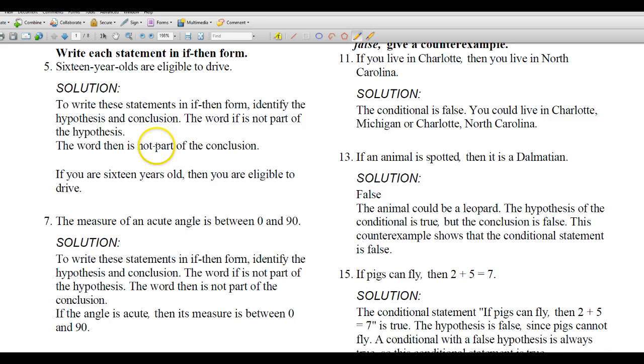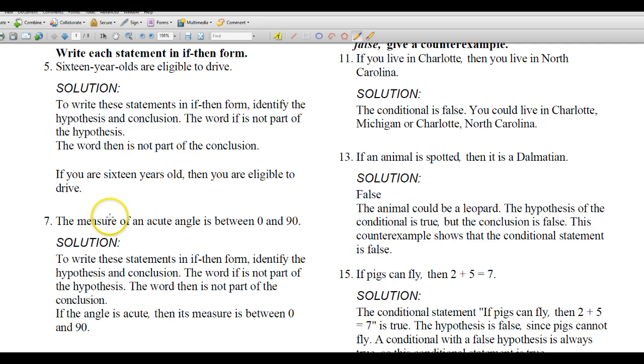For number 5, write each statement in if-then form. 16-year-olds are eligible to drive. To write these statements in if-then form, identify the hypothesis and conclusion. The word if is not part of the hypothesis. The word then is not part of the conclusion. So we need to put if and then in there. So if you are 16 years old, then you are eligible to drive. So the hypothesis would be the first part, the conclusion the second part, and then we just change the wording a little bit and put the words if and then in there.